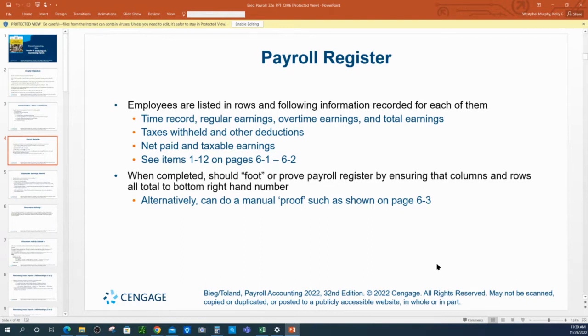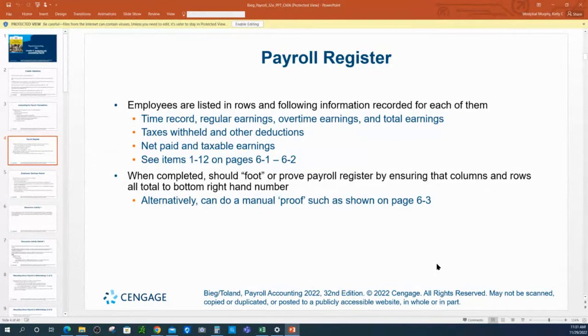All of those totals should match, or they should foot. They should be the same. If you're using an Excel spreadsheet or a program like QuickBooks or some other payroll software to create that payroll register, that's going to happen. If you've got a formula being used, those should automatically foot. It is a good idea, though, to manually check that as well.